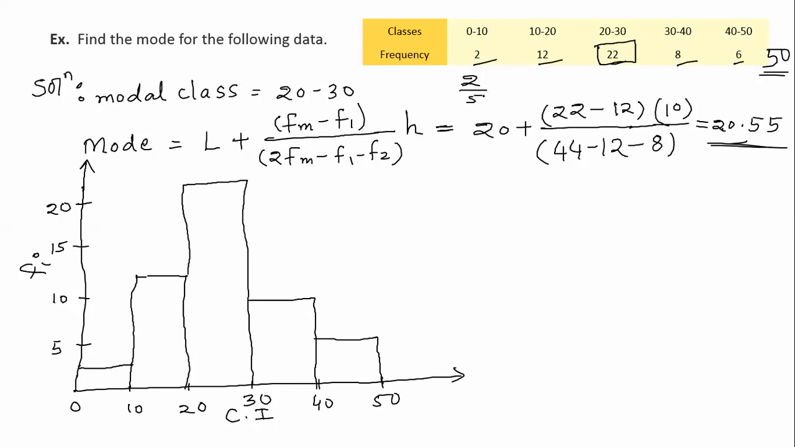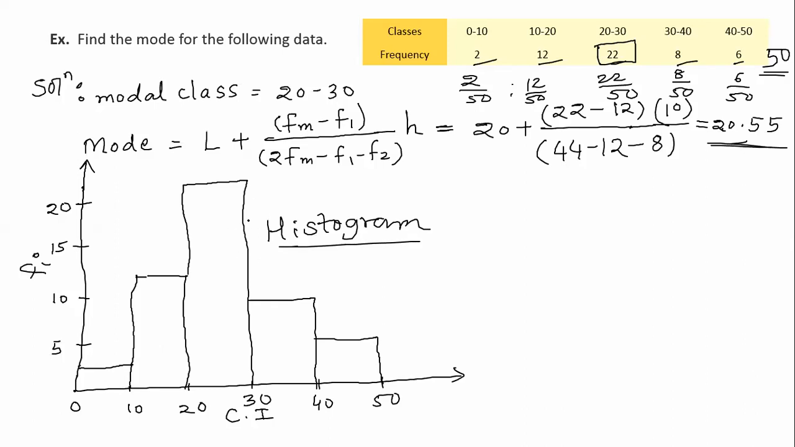So 2 upon 50, as to 12 upon 50, as to 22 upon 50, as to 8 upon 50, as to 6 upon 50. Or you can say there are 5 rectangles and the area of each rectangle is proportional to 2 as to 12 as to 22 as to 8 as to 6, and the name of this is histogram.